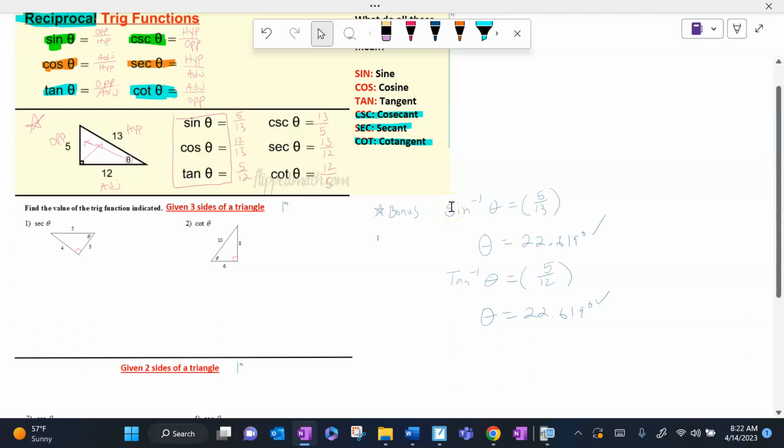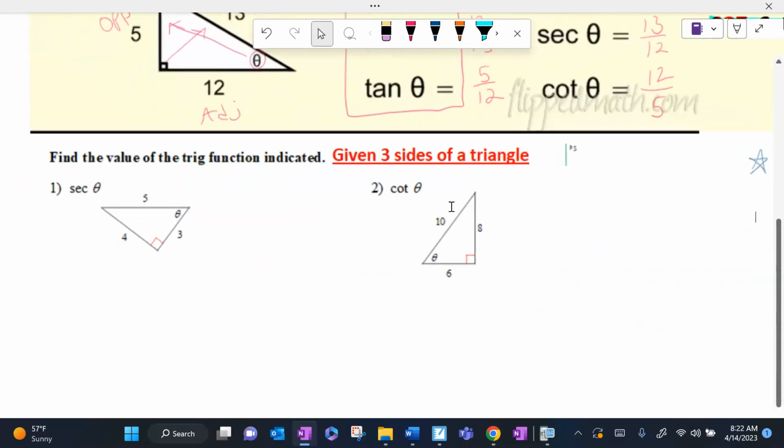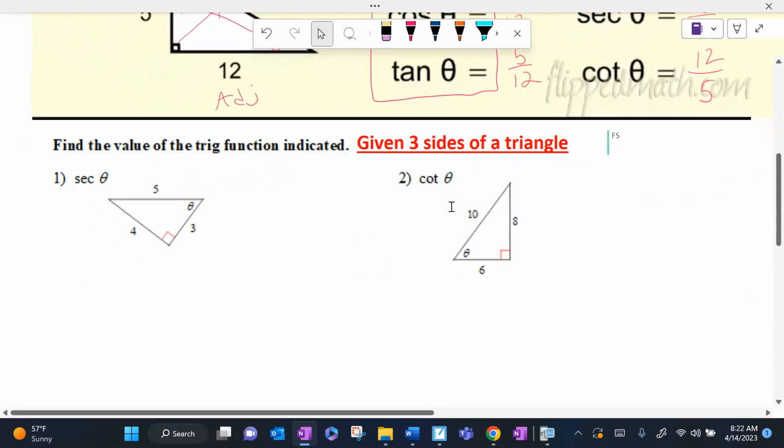So let's do a couple of examples, and let's see what we come up with. First thing I want to do is find the value of the trig function indicated. We're looking for the secant of theta. The first thing I realize is that that's a reciprocal function. It's not one of the originals.